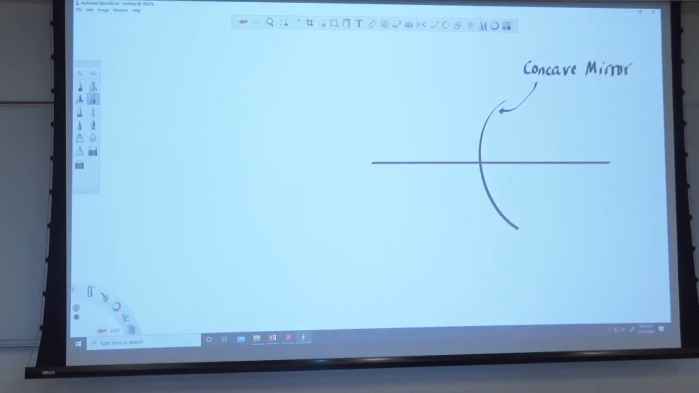So then this mirror is characterized by its center of curvature. So C would be center of curvature. And then this is O, optical center. Halfway between C and O would be F, and the distance between F and O would be small f, which is the focal length.